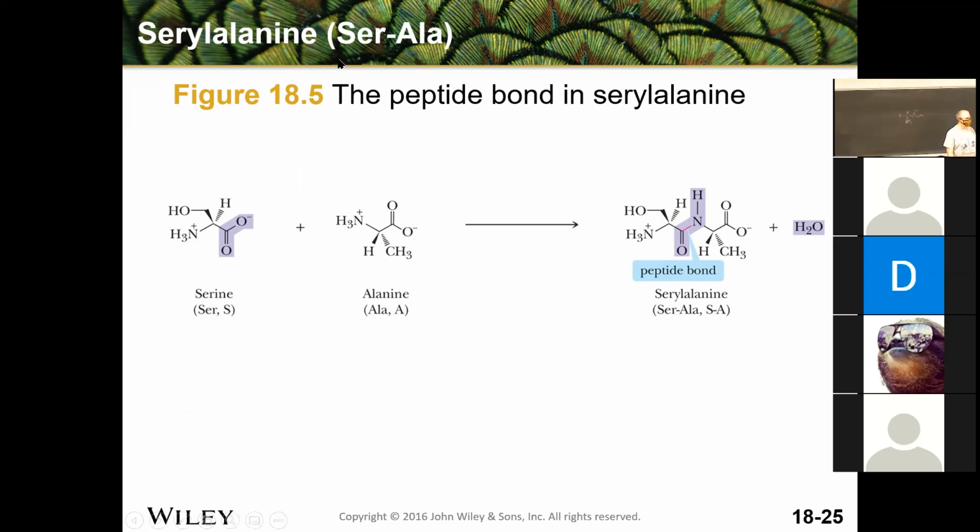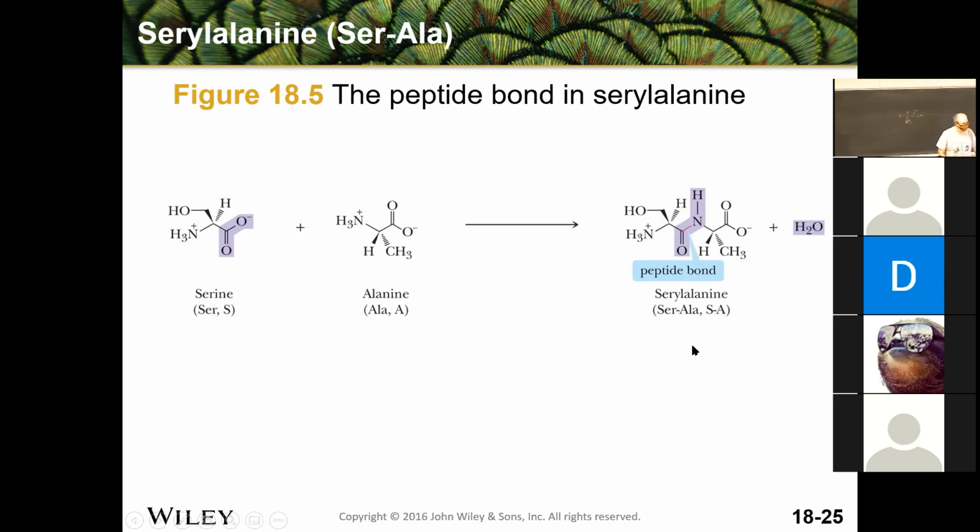Okay, so here is serylalanine. We form a bond between the carboxyl group of serine and the amino group of alanine. Okay, split out water, and we get this dipeptide.